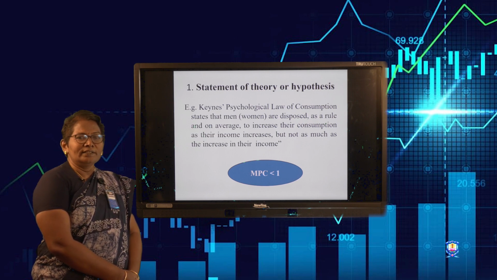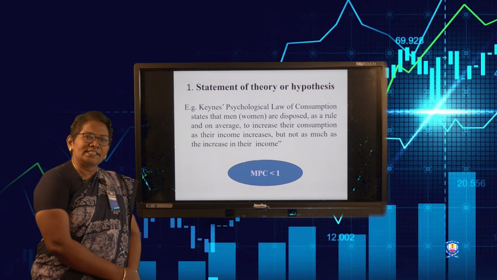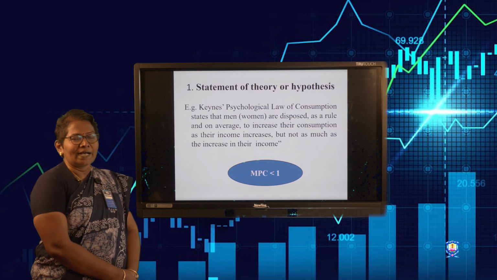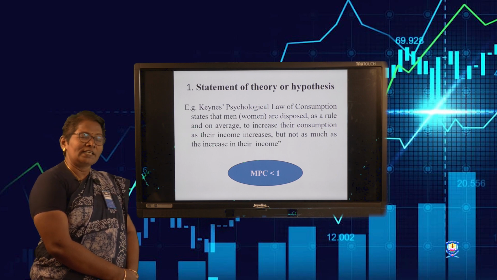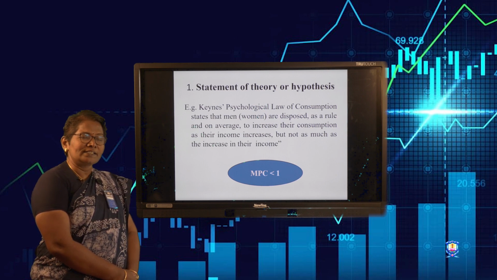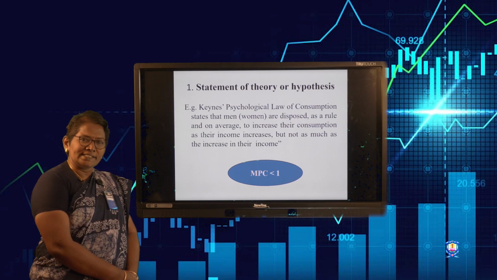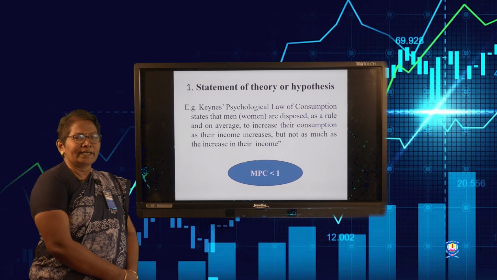So, here the theory states that firstly, consumption is determined by income. Secondly, consumption and income have a positive relationship. And thirdly, the ratio of change in consumption to the change in income, that is the marginal propensity to consume, MPC, is less than 1. So, now this theory can be tested in econometrics.